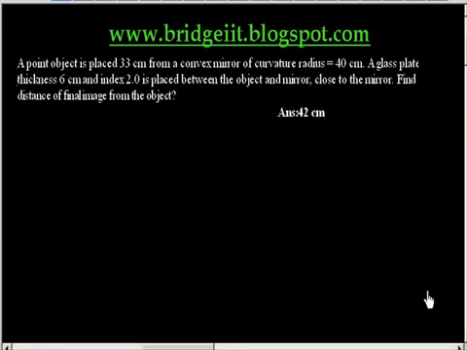Now let us discuss this problem. So before discussing this, I can discuss one small theory. Let us say I have a slab, and the thickness of this slab is T. So we have a slab of thickness T.